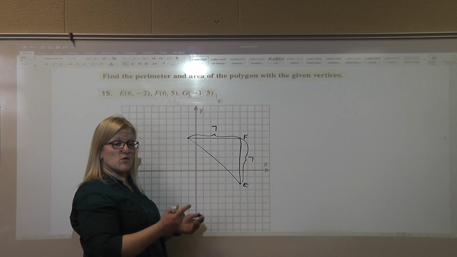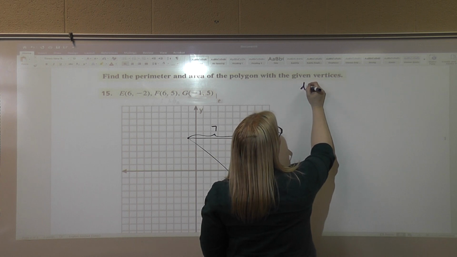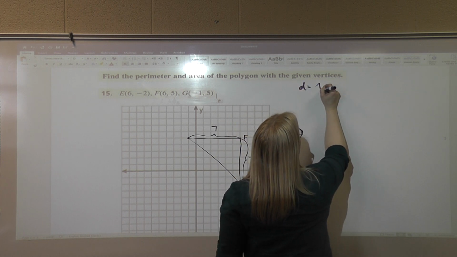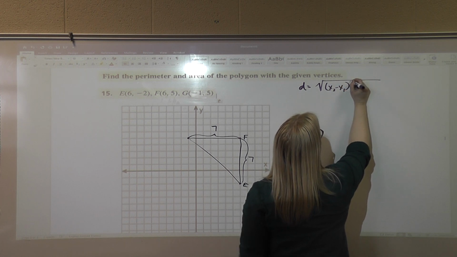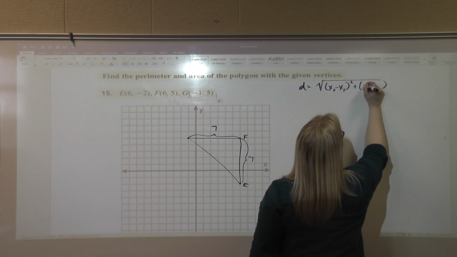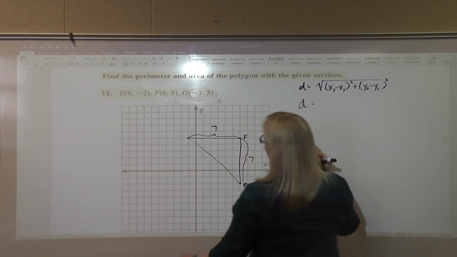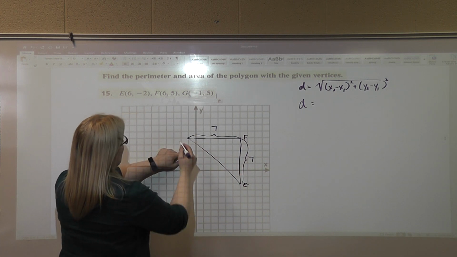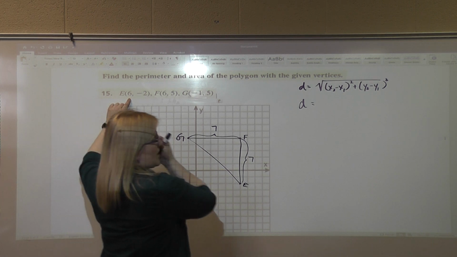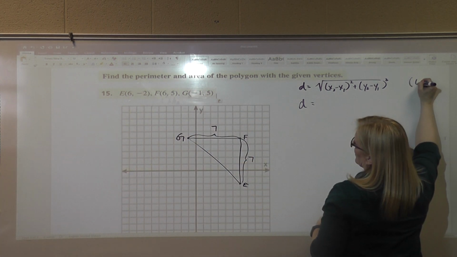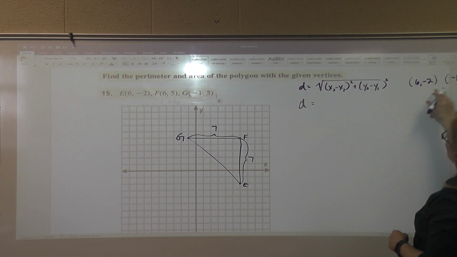Well, I need to use the distance formula to find that out. So remember, the distance formula is the square root of the difference of my x's squared plus the difference of my y's squared. All right, and I am doing this from E to G. Okay, so I'll just rewrite that right here, E to G, because it's also a little bit easier to see.